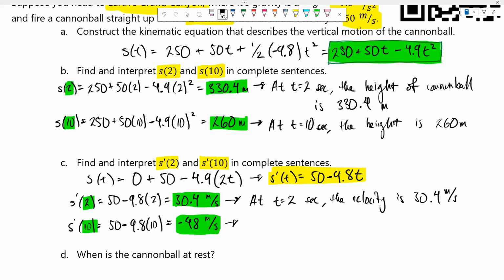Okay? If I interpret the next one, right, at t equal 10 seconds, the velocity is negative 48 meters per second.